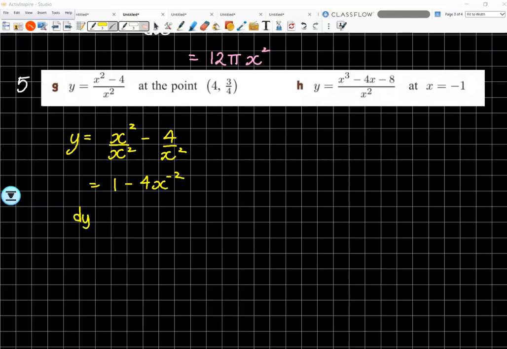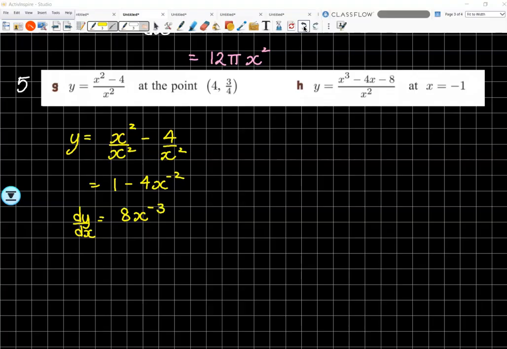So we'll go dy by dx. Derivative of a constant? Nothing. We differentiate. This minus 2 times minus 4 is positive 8. And then we've got x to the minus... Oh, hello, where did that come from? I don't know. To the minus 3 because we take 1.